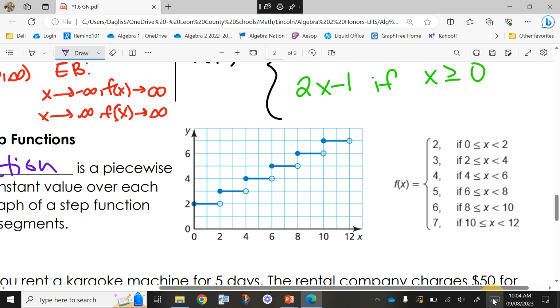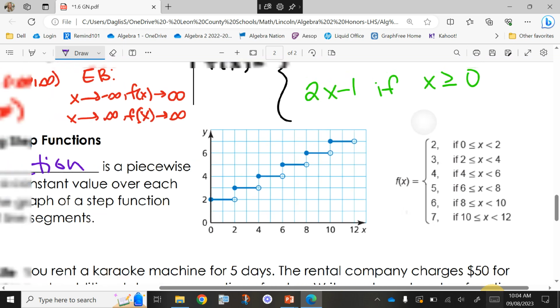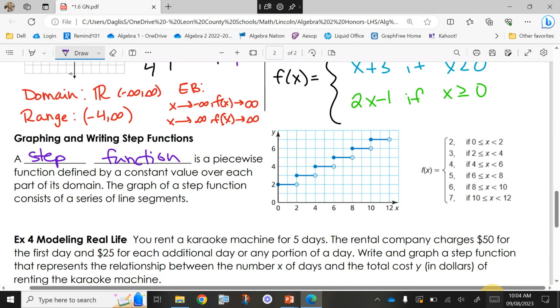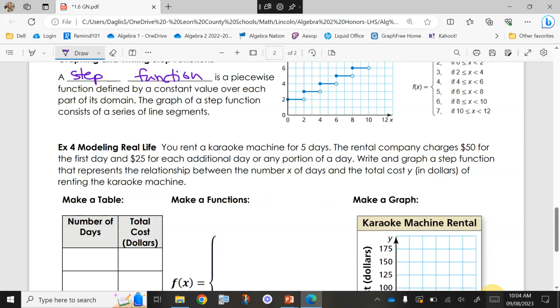Okay, another example for step functions that you will use is if you're maybe renting something. Don't they usually rent by the hour or something like that? If you rent boats, if you have it for this many hours or whatever. Okay, so in this example, we're renting a karaoke machine for 5 days. The rental company charges $50 for the first day and $25 for each additional day or any portion of a day. Write and graph a step function that represents the relationship between the number of X days and the total cost, which is Y in dollars, renting the karaoke machine.